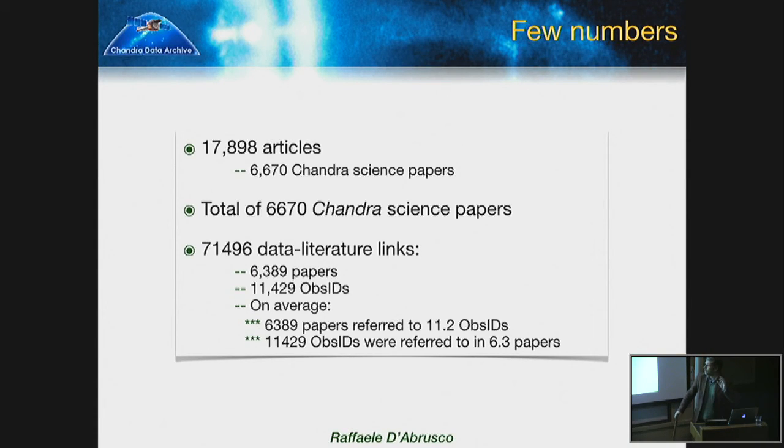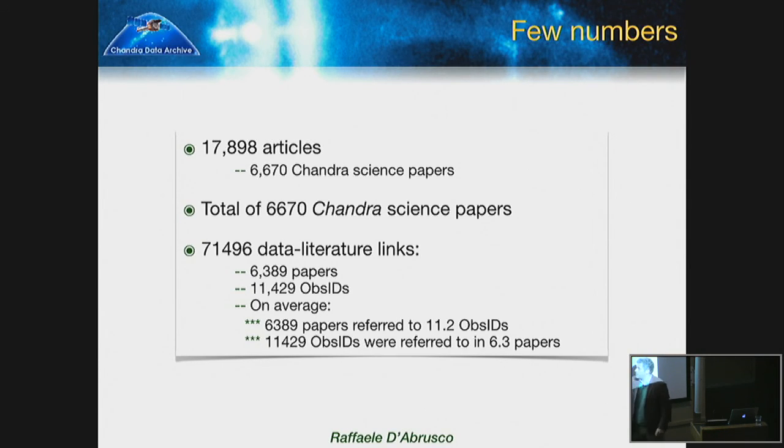And are actually Chandra science. I'm sorry, no, this is a large number. So this is a very, let's say, a very conservative estimate. It's the most conservative estimate that we have. And they reference about 11,500 OBS IDs, or single Chandra observations.